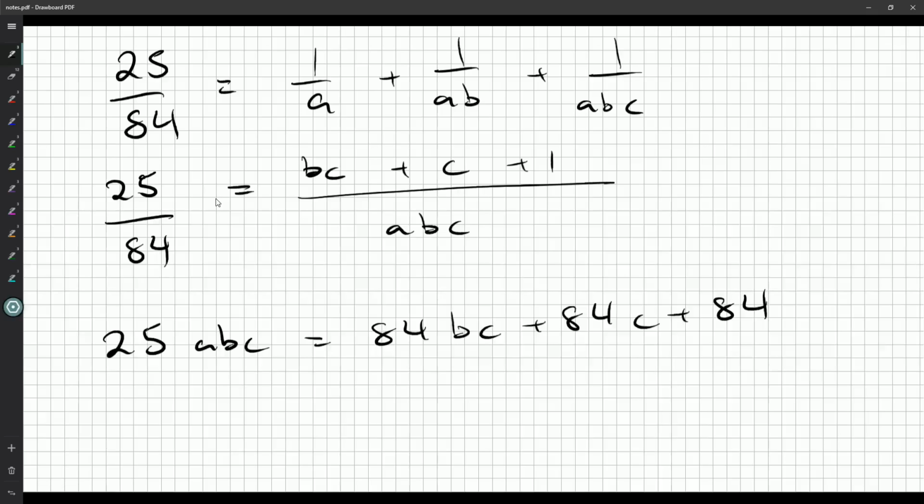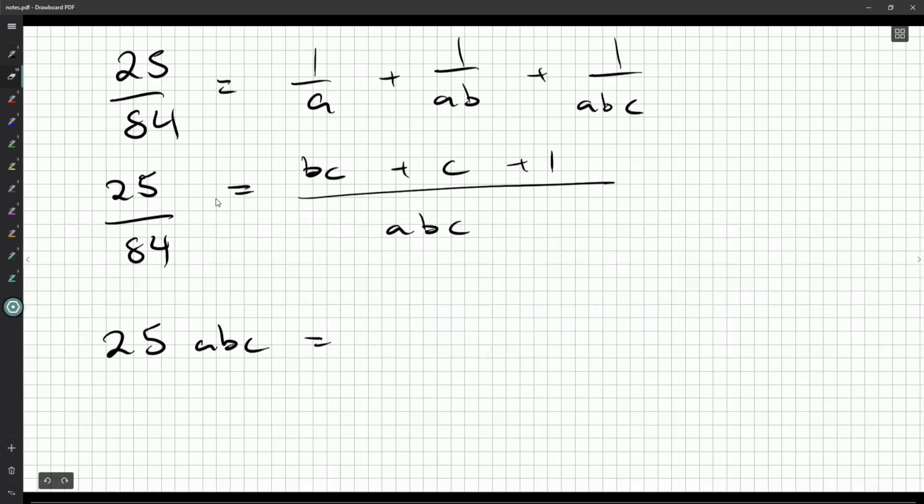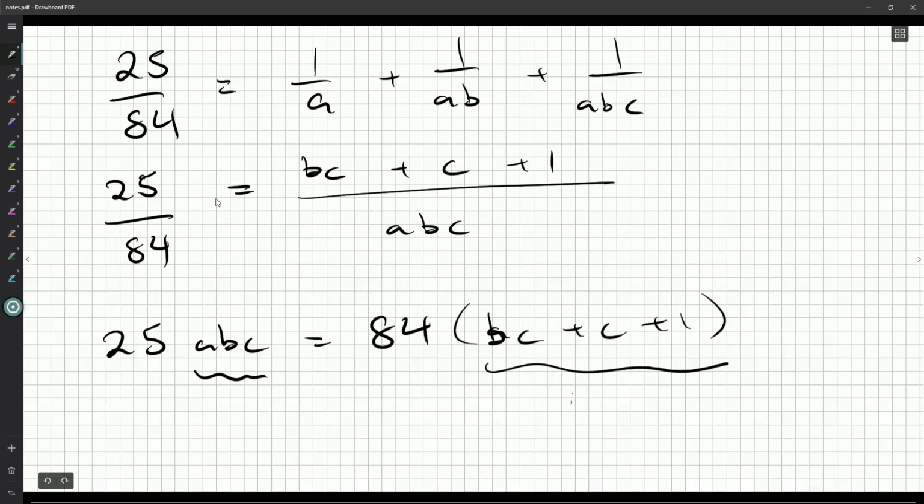Alright, so, nice expression. I enjoy it, but what can we say? Well, actually, I think we could say a bit. I've gone a little too far. Let's say 84 here is bc plus c plus 1. So in order for this to work out, if a, b, and c are all integers, then this expression and this expression, these are integers. So I've got two products of integers, which means I can start to look at their factors.